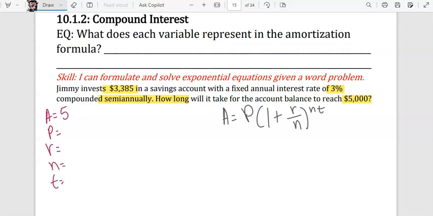A is $5,000. P is $3,385. The rate in standard form is 0.03. The number of times it's compounded per year is twice. Semi-annually, so that means twice a year. And then the time, we do not know what that is yet. Let's plug in all these values and then solve for our unknown.